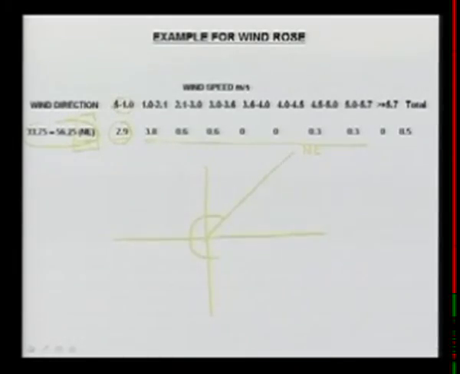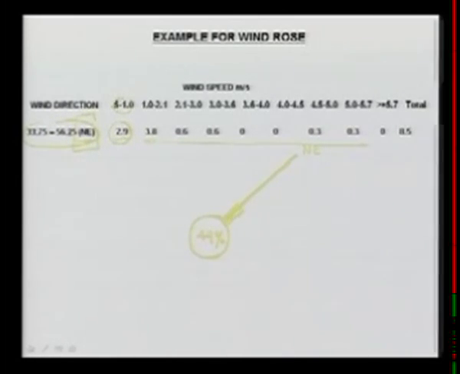So first thing what we do is we make a circle and right here, I should have this line, anyway we'll see it in a moment. 44%, it means that was my calm condition, and now I am plotting my data to form a windrose in the northeast direction. Okay, this is my direction. Now I go onto this scale and produce 2.9%. I can make a scale of this one.